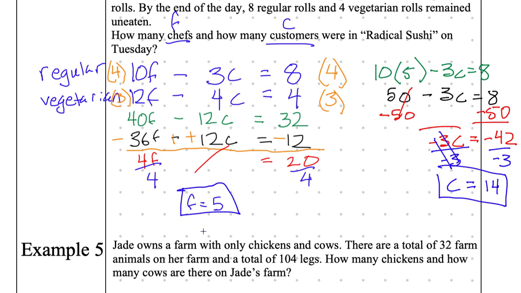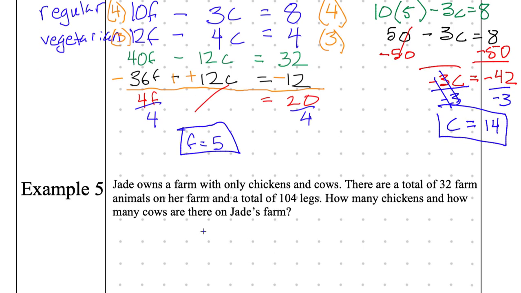I'm looking at example 5 right now, and I'm wondering, do Jade's legs count? Yeah, I was thinking about that too when writing this problem. Jade does not count. I should have said the total of 32 farm animals, and I consider Jade not a farm animal. And then a total of 104 legs, and I should have said 104 farm animal legs, to be more specific. You're right, Eamon. But we're going to assume I'm only talking about the chickens and cows.